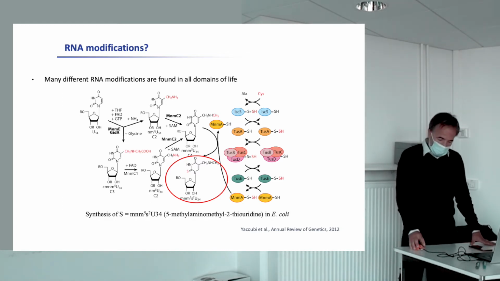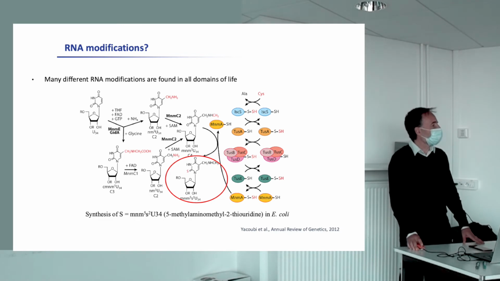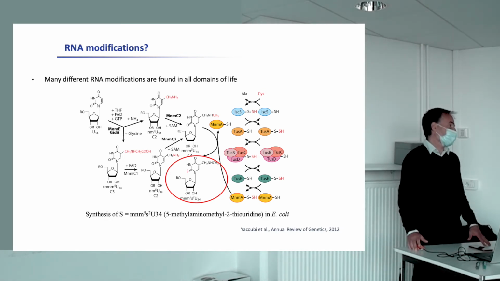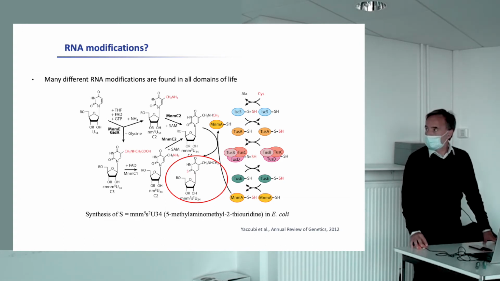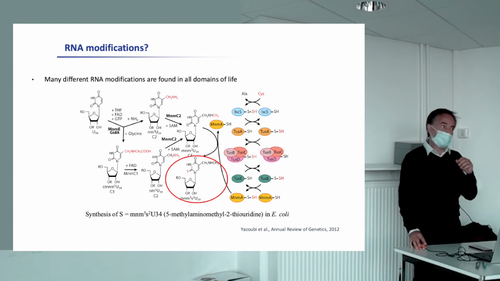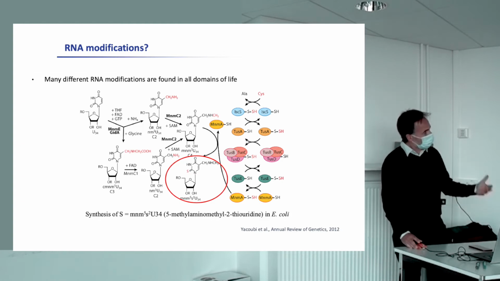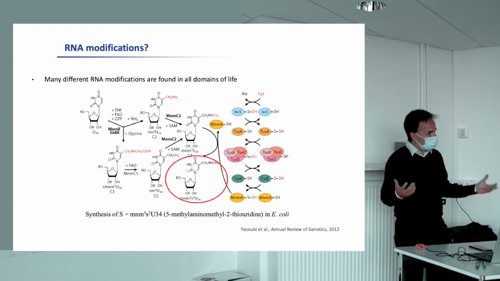Okay, so for adding this complicated modification, we need many more than just one enzyme. In this case, for example, in this pathway in E. coli, there are 11 enzymes that are required to add this modification. So it is complicated, and requires a lot of protein.